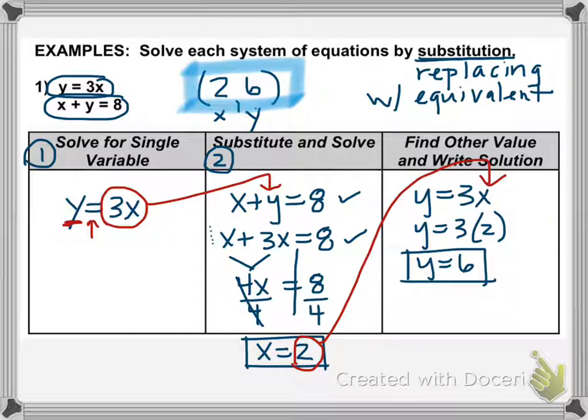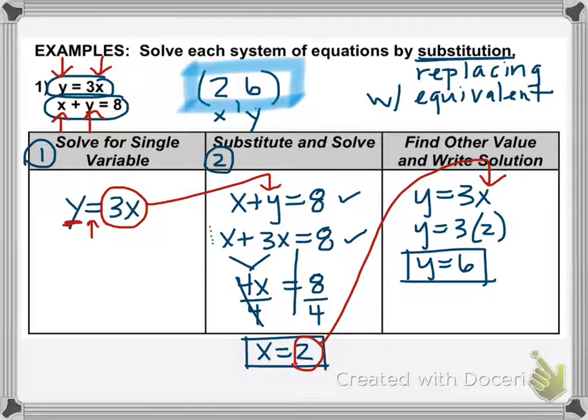So if I was to go into my calculator and graph these, that's where they would intersect. I can also double check my answers algebraically by replacing both of the x's in my equations with 2 and replacing both of the y's in my equations with 6, and it will make both of those equations true. So this is the only point that makes them both true. In the first equation, for example, if I replaced x with 2 and y with 6, it would be 6 equals 3 times 2. That is true. In the second equation, it would be 2 plus 6 equals 8, and that is also true.